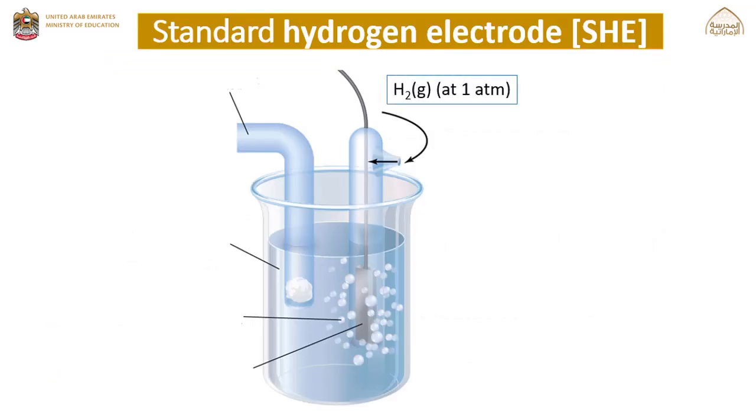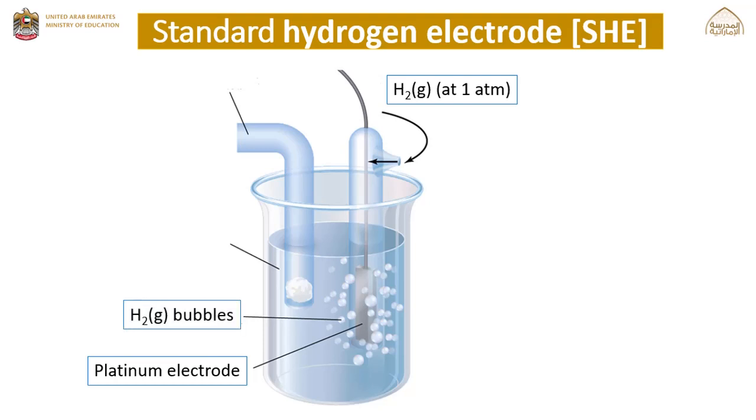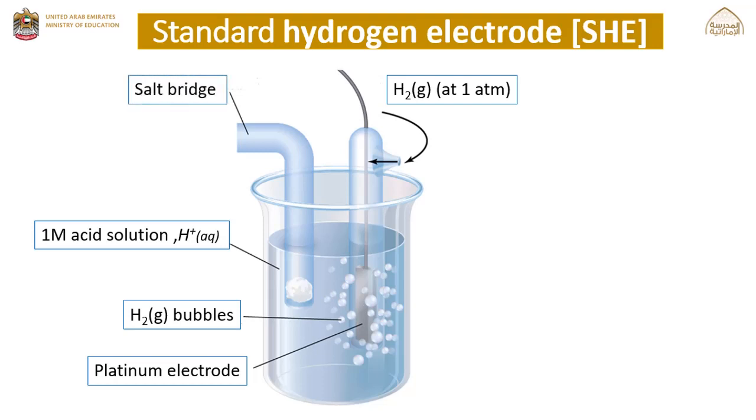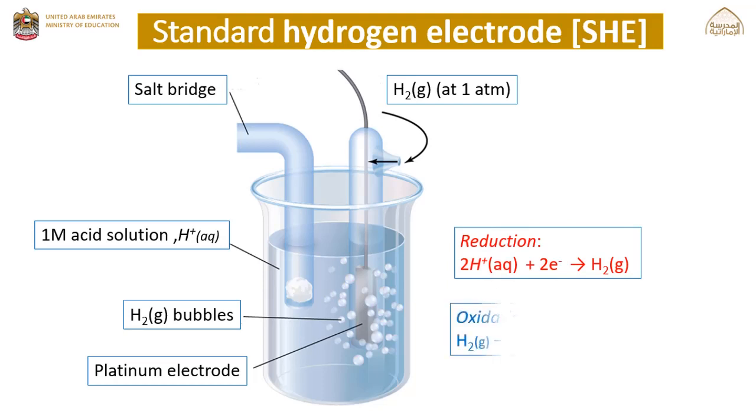Hydrogen gas will be bubbled through an inlet at 1 atm pressure, and a platinum electrode will be there, that is the inert electrode, and hydrogen gas, that is the gas which we have supplied, will be bubbling through, and a 1 molar acid solution with 1 mole H plus aqueous will be there, and a salt bridge which connects the hydrogen half cell with the other half cell. If reduction takes place, the reaction will be 2H plus aqueous plus 2 electrons gives H2. If oxidation takes place, H2 gas gives 2H plus aqueous plus 2 electrons.